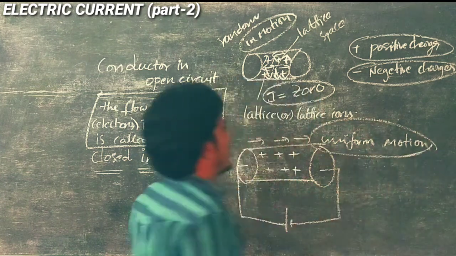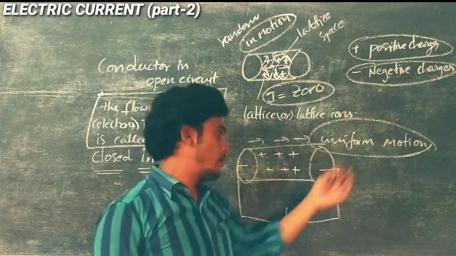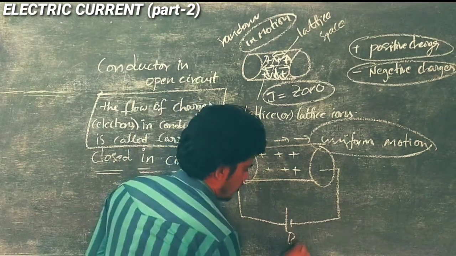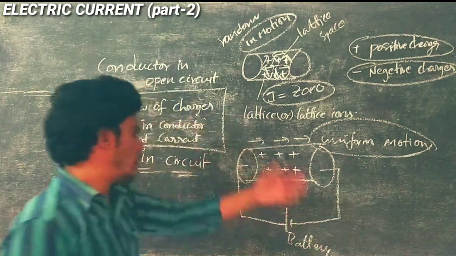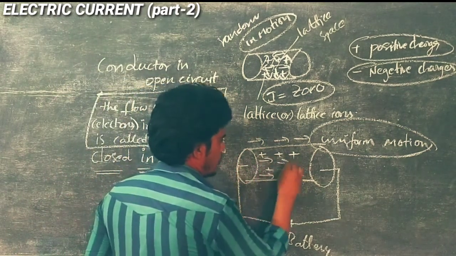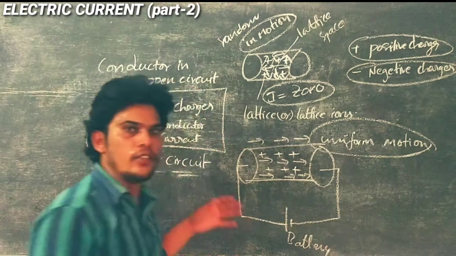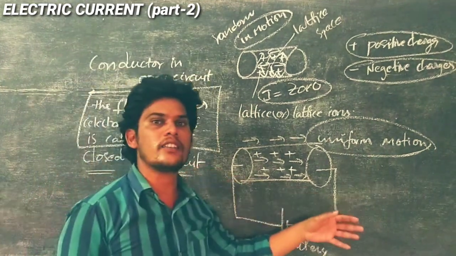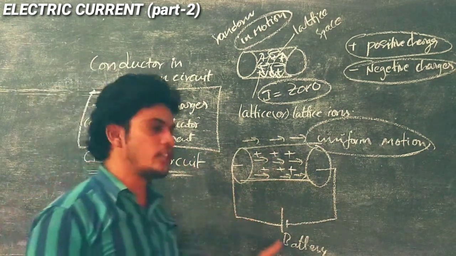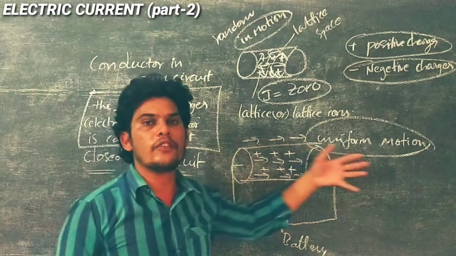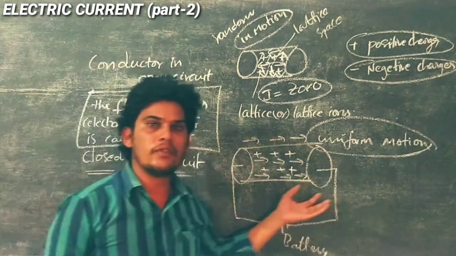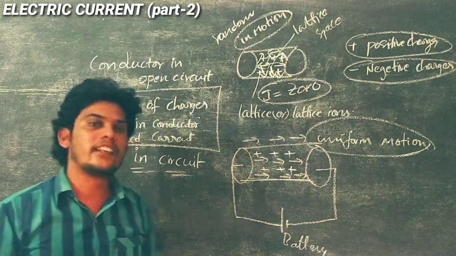Look at here, when the conductor is in an open circuit, there is a random motion. But when it is connected to the battery, all the electrons travel in a uniform direction. Flow of electrons is called current. So when the conductor is connected to the battery, all electrons flow in a specific direction. What is the reason? Why do the electrons flow in a specific direction when it is connected to the battery?